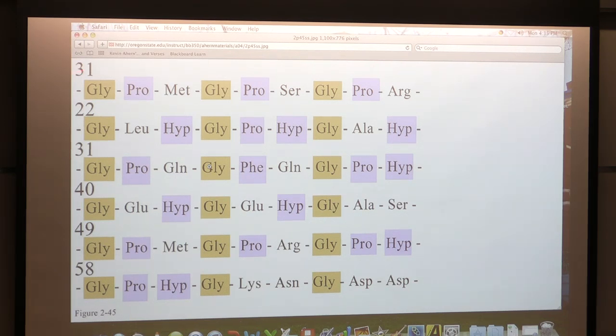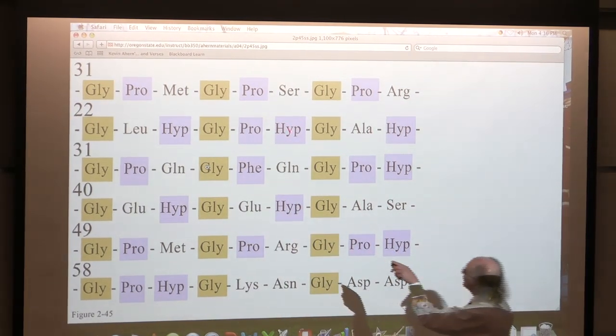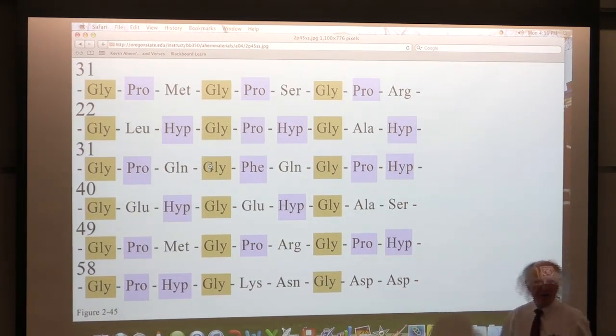Now, there's some things on here. Glycine, proline, methionine. Glycine, proline, serine. Glycine, proline, right? Then you start seeing some other things. What in the heck is HYP? It's not hype. It stands for hydroxyproline. Remember how I talked about some amino acids on the first day that get modified after they're made into proteins? Well, after this chain got made, an enzyme came along and put a hydroxyl group on this proline. It put a hydroxyl group on this proline. It put a hydroxyl group on this proline.